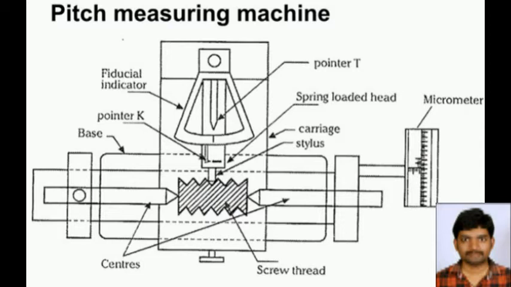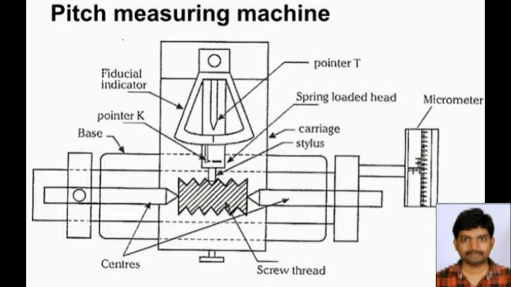Then we have a micrometer. When we rotate the micrometer, the measuring head will move parallel to the axis, and the stylus will move in against the spring pressure. When the carriage moves further, the stylus will move down into the groove and get seated in the next groove. The distance moved from the first position to the next position will give us the pitch of the screw thread.